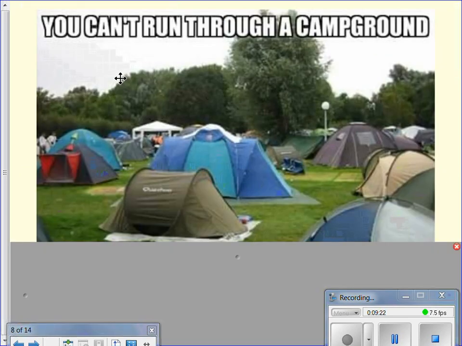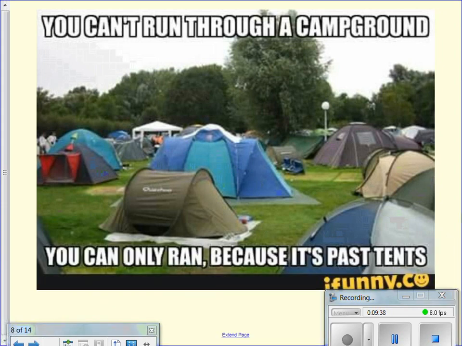But before we do that, really important update. We talked about volume and surface area of tents, so I figured I'd talk to you a little bit about some fun facts about campgrounds. Did you know, true fact, you can't run through a campground? Do you know why? You can only ran because it's past tense. Past tense, you did it in the past.